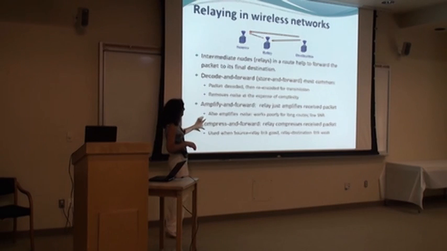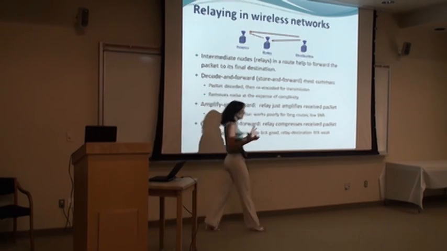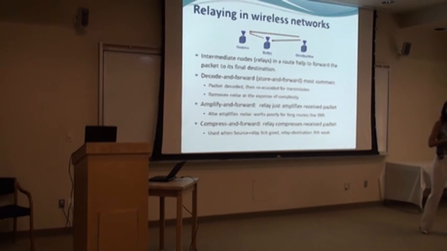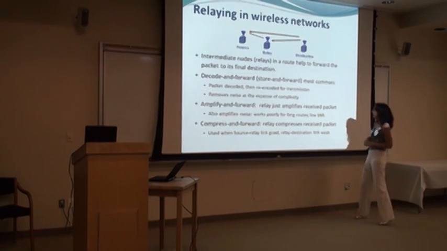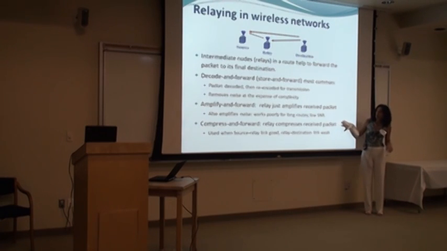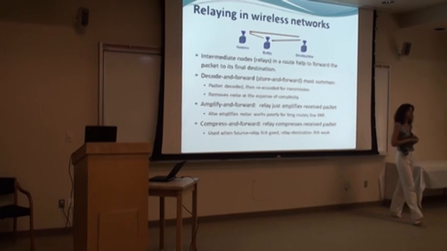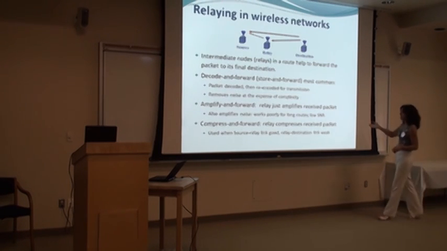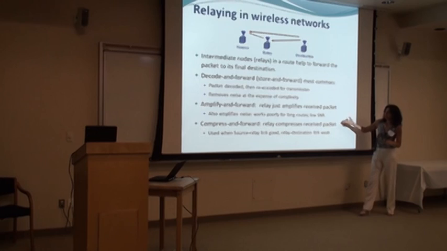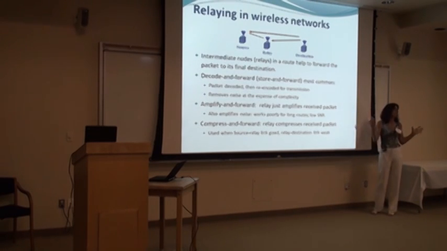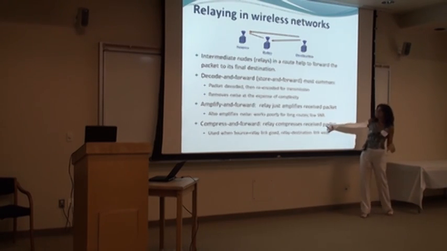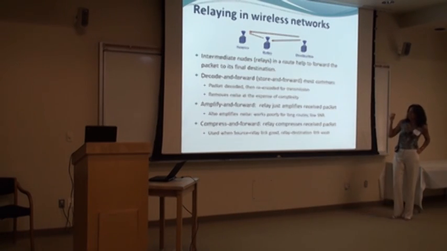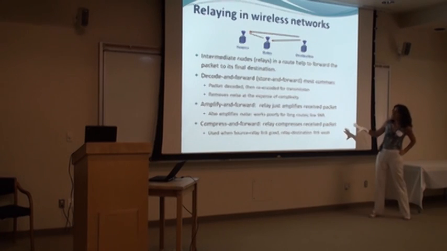And with compress and forward, the relay receives the information from the source, compresses it, and sends the compressed version to the destination. Now, if the relay does compression, is there distortion introduced? Of course, because if I'm compressing the data, I'm going to introduce some distortion unless it's lossless. If you could do lossy compression at the relay, you might as well do it at the source. So typically with compress and forward, the relay is compressing the packet, introducing distortion.